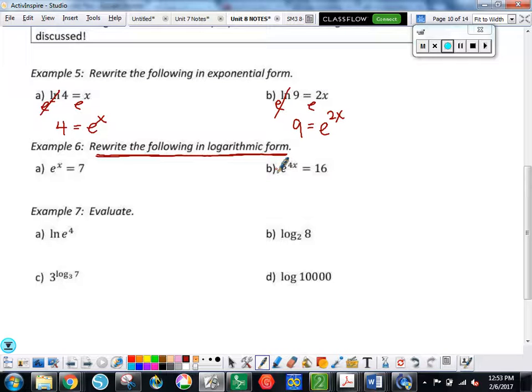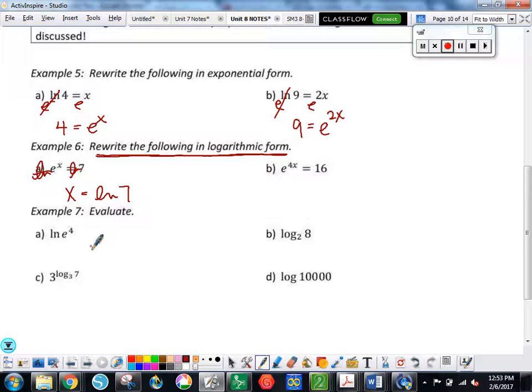How do I go from exponential to logarithm? What's going to cancel out the E? The ln. Mine are really squirrely and they look like a bunch of scribbles. So the natural log of 7 equals x. That's it. I'm going from one to the other. This is like the first step in solving an equation.